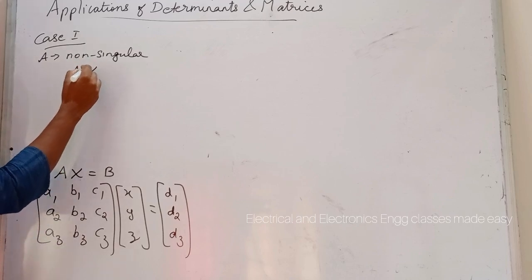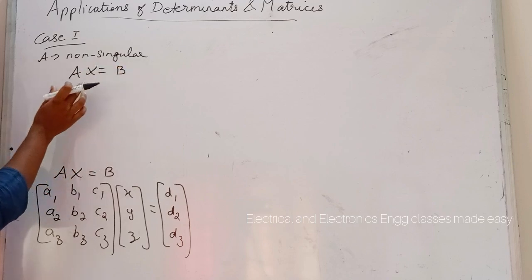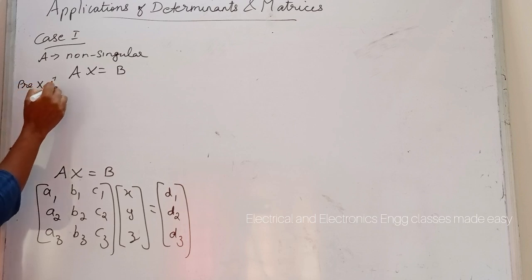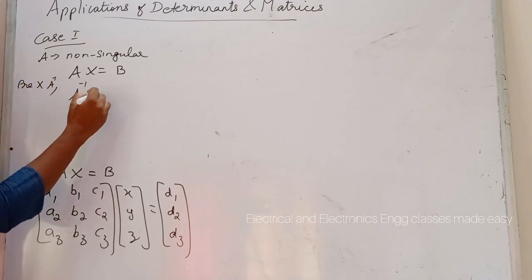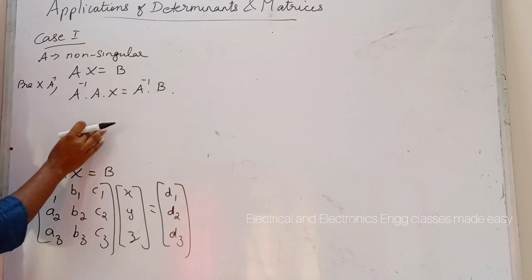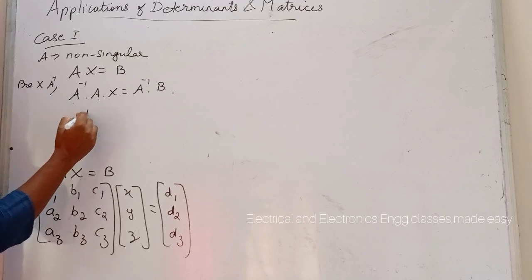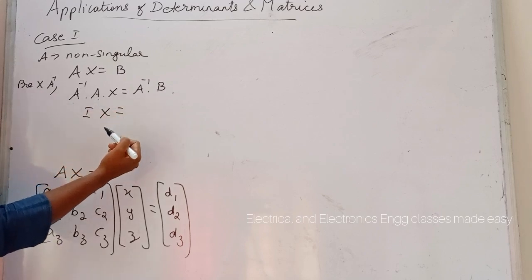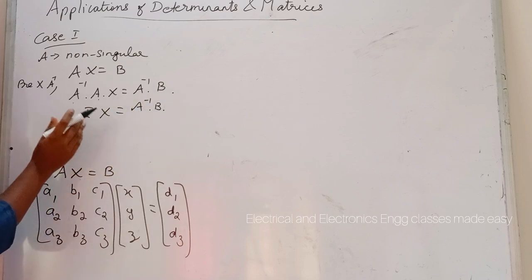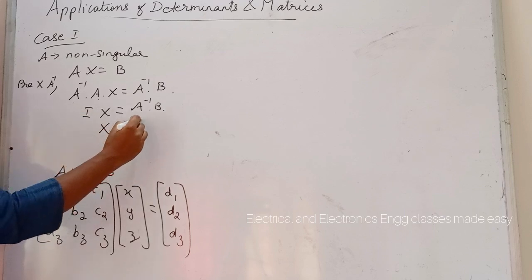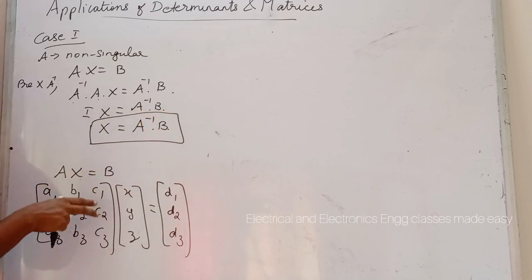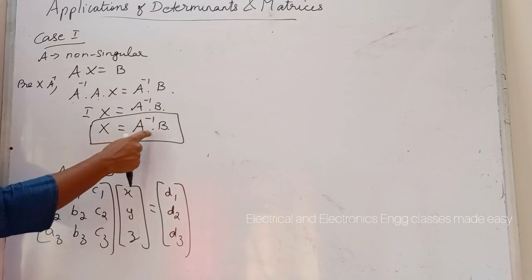So we can write AX = B. Then pre-multiplying by A inverse, we get A inverse into A into X is equal to A inverse into B. And A inverse into A is the identity matrix I. So I into X is equal to A inverse into B. And I into X means it is X. So X = A inverse B. So this is the solution of this linear system.